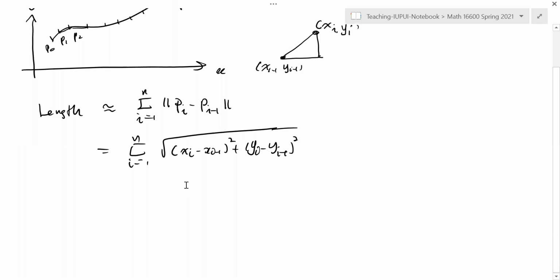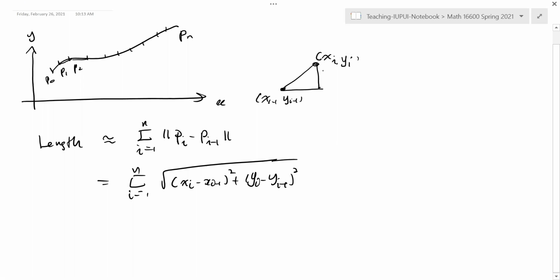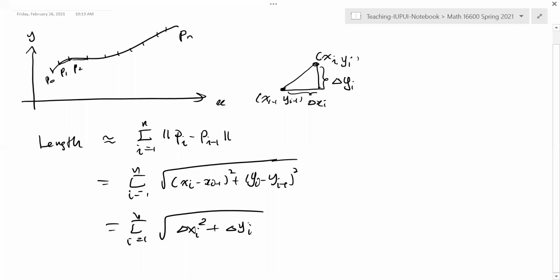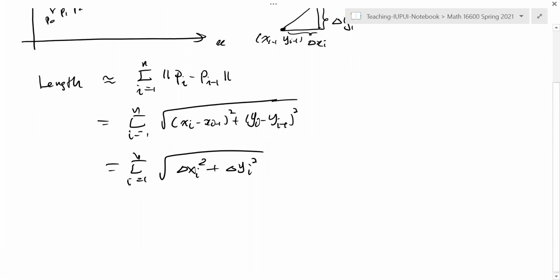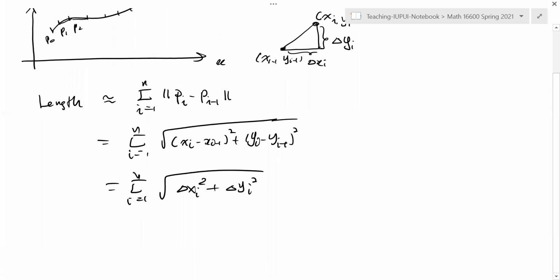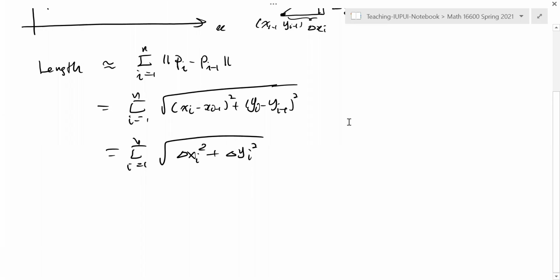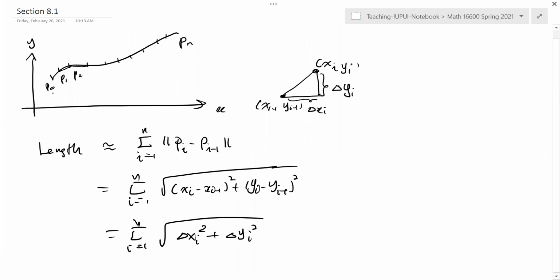So this will be delta yi, the height, and this will be delta xi, okay? So that is going to be delta xi squared plus delta yi squared, okay? Then what is delta xi? If we draw the line here, this is x0, x1, right? And this is the general one, xi minus 1, xi, okay?